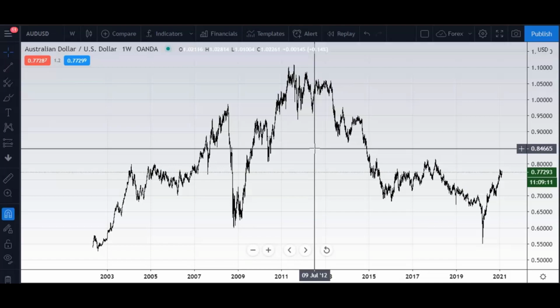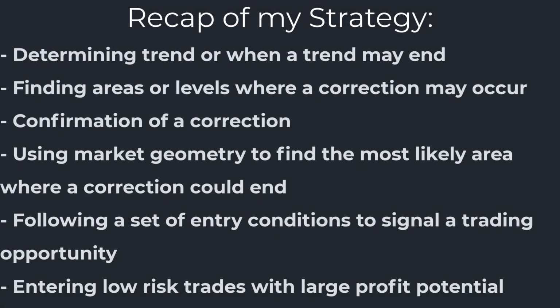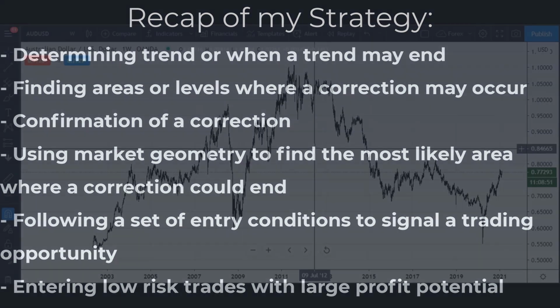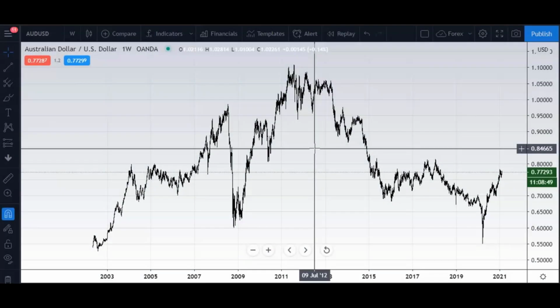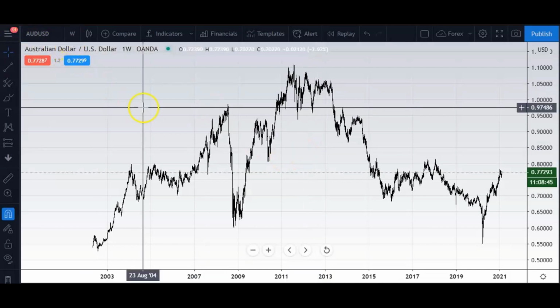Now, what I'm going to show you today is going to be on the Australian dollar, US dollar. I've done a video on multiple time frame analysis. It was one of my first videos on this channel, but I think it was time to just update it and just show you some new price action, some recent setups using market geometry, and why it is so important using multiple time frames. All right, so on the chart in front of you, we got the Australian dollar, US dollar, and it's set to a weekly time frame.